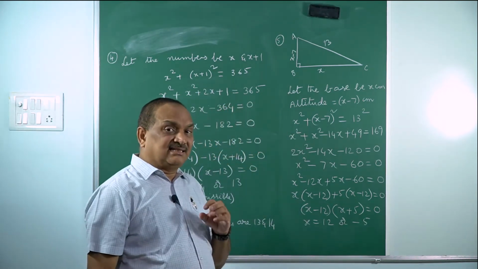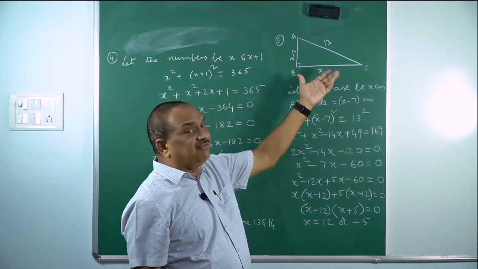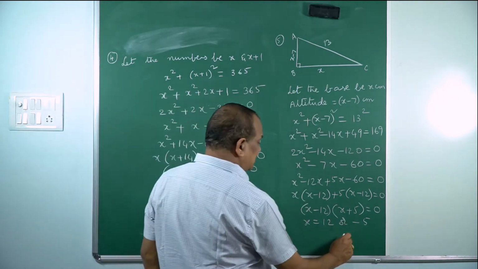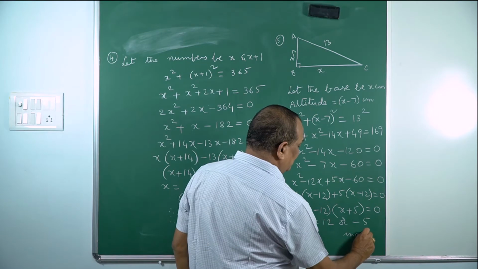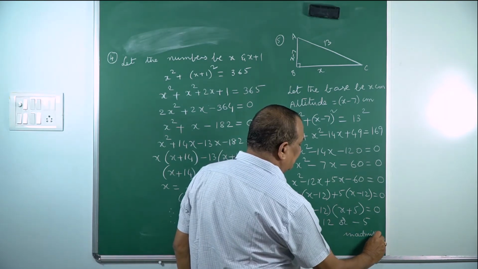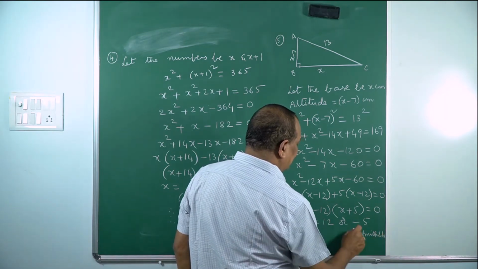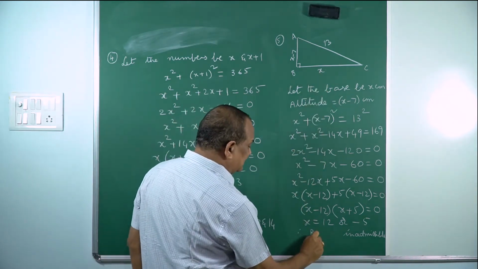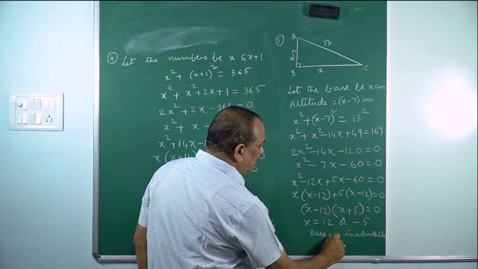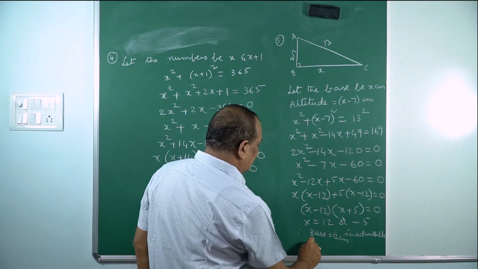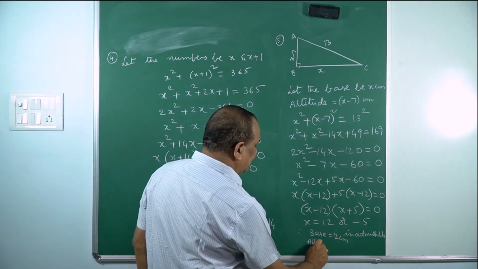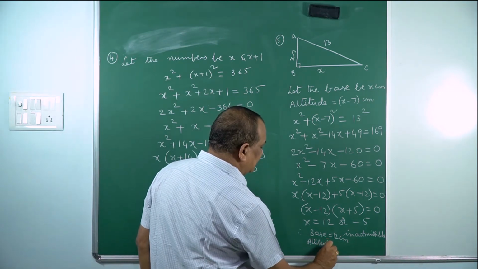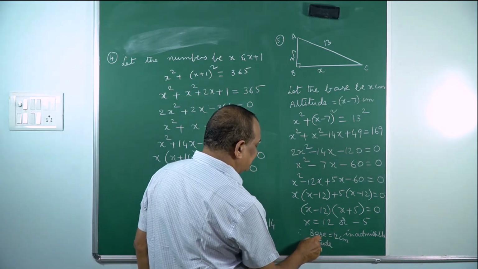But x is the side of a triangle, so it cannot be negative. So this is inadmissible. This is ruled out, and this can be. And I got the x value, that's it. Therefore, x is nothing but the base. Base is 12. The moment you know that base is 12, you can find out the altitude. It is 7 less than this. Altitude is 7 less than the base.